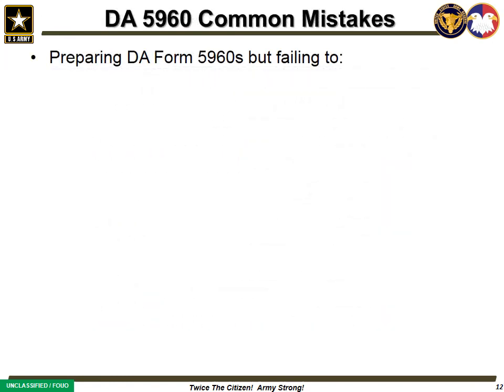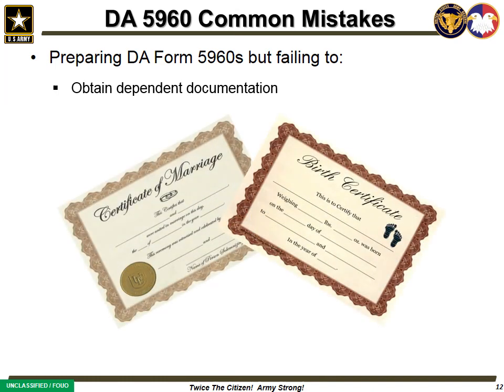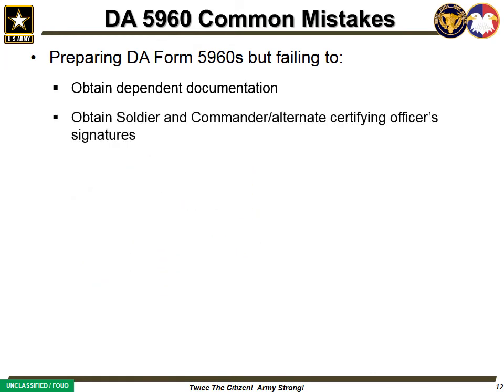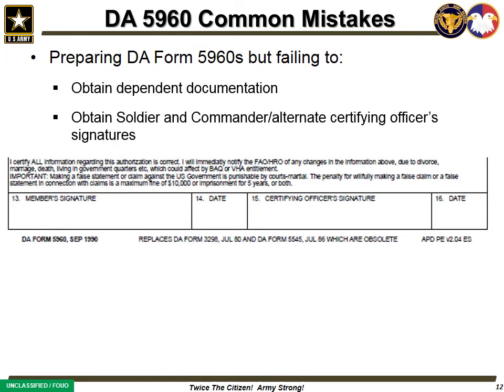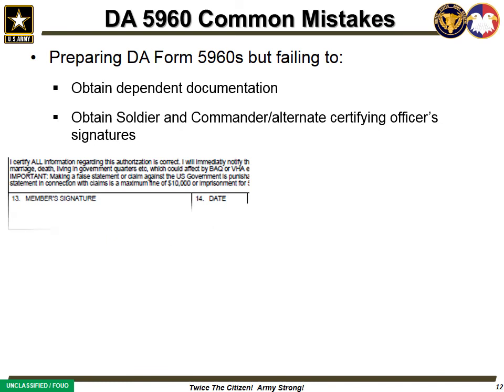Ninth mistake: preparing DA Form 5960s but failing to do the following criteria. You must have valid substantiating documentation prior to creating a DA Form 5960. The soldier's signature certifies that all information on the form is correct, and the commander or alternate certifying officer's signature determines entitlement to BAH through a review of dependency documents. A false claim on the DA Form 5960 can result in a fine or imprisonment or both.